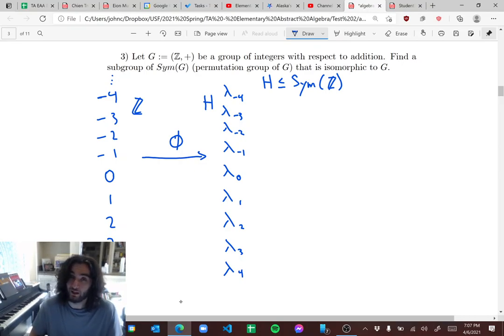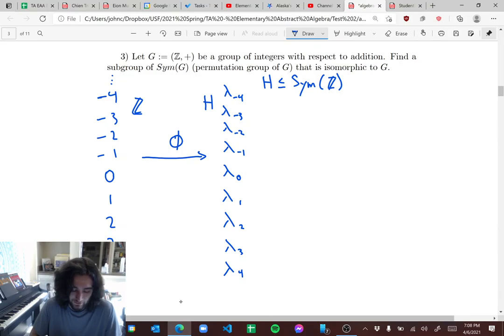Of course, that's not all of Sim G. There's lots of permutations of the integers, lots of bijections from the integers to the integers. You can flip them around, make everybody negative. You can zip them together in a weird way. There's all kinds of weird ways you can do it. So this is quite a small subgroup, but it is a subgroup, and phi is in fact an isomorphism.